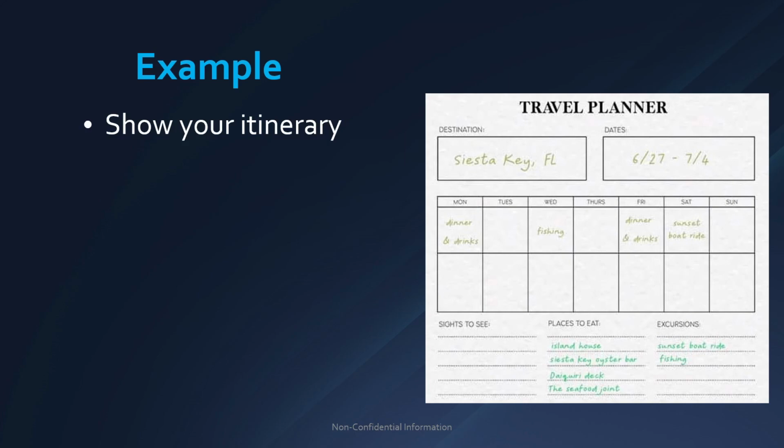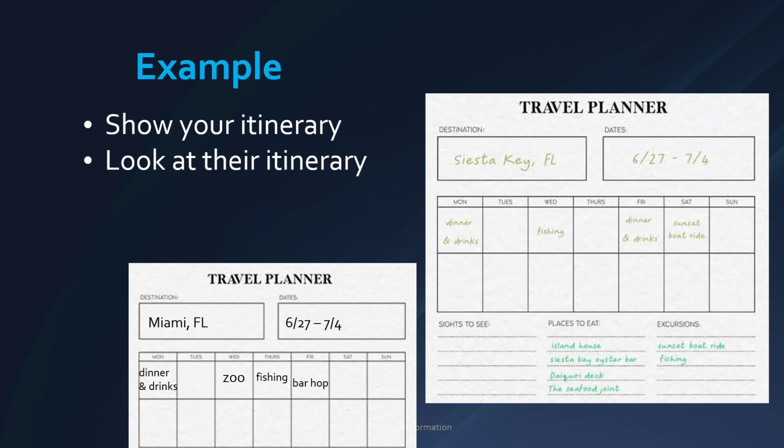So I came up with Siesta Key in Florida, and we're going to be there between these days, and there's going to be dinner and drinks and fishing and a sunset boat ride and things like that. That's my form. So now when I pull or sync, it means I want to look at what the other person did. Looking at somebody else's itinerary, what they wrote, that's pulling or syncing. Now comes the merge. This is where things get tricky.